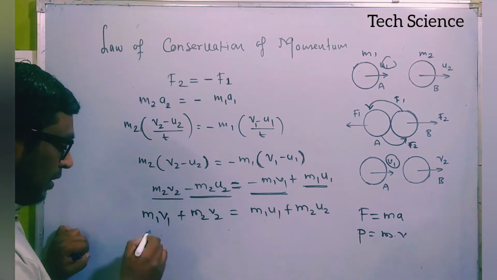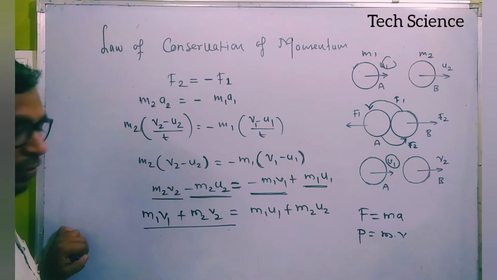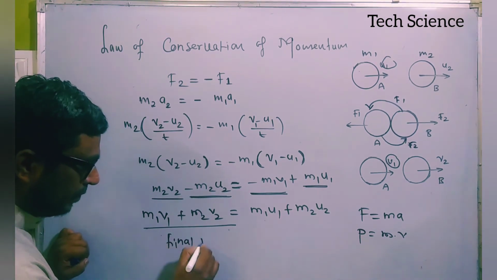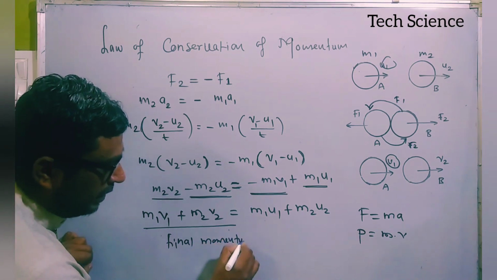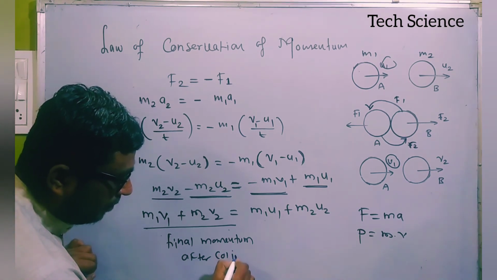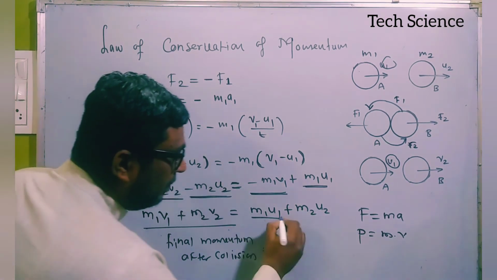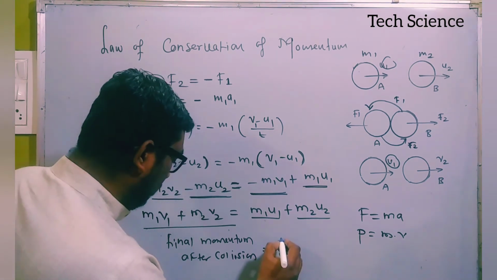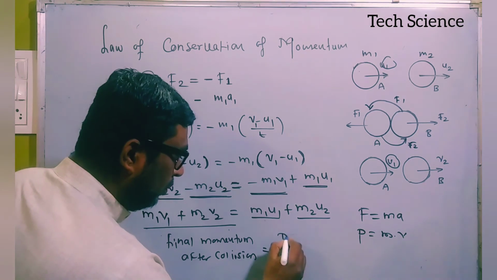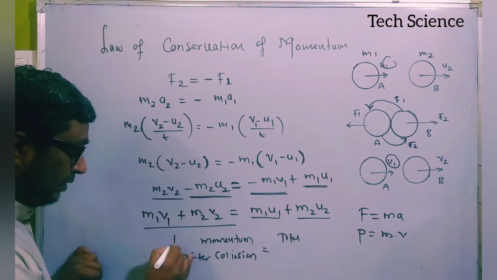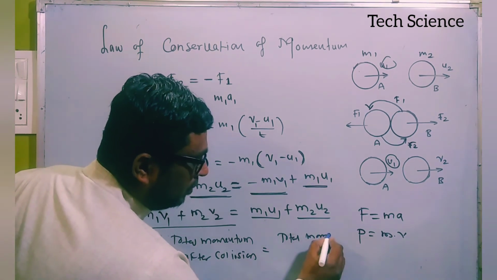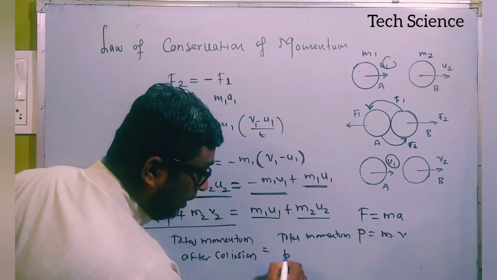Now if you observe, m1 v1 plus m2 v2, what is this? This is nothing but the final momentum after collision. And what are m1 u1 and m2 u2? This is the initial momentum, or we can say the total momentum. You can use the word total, that is better. So the total momentum after collision is equal to the total momentum before collision.